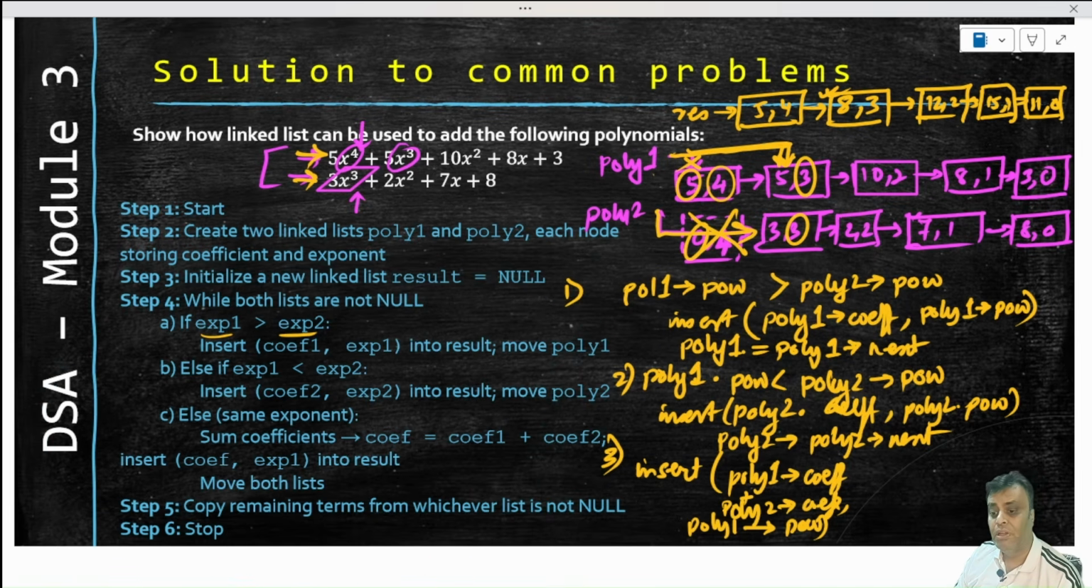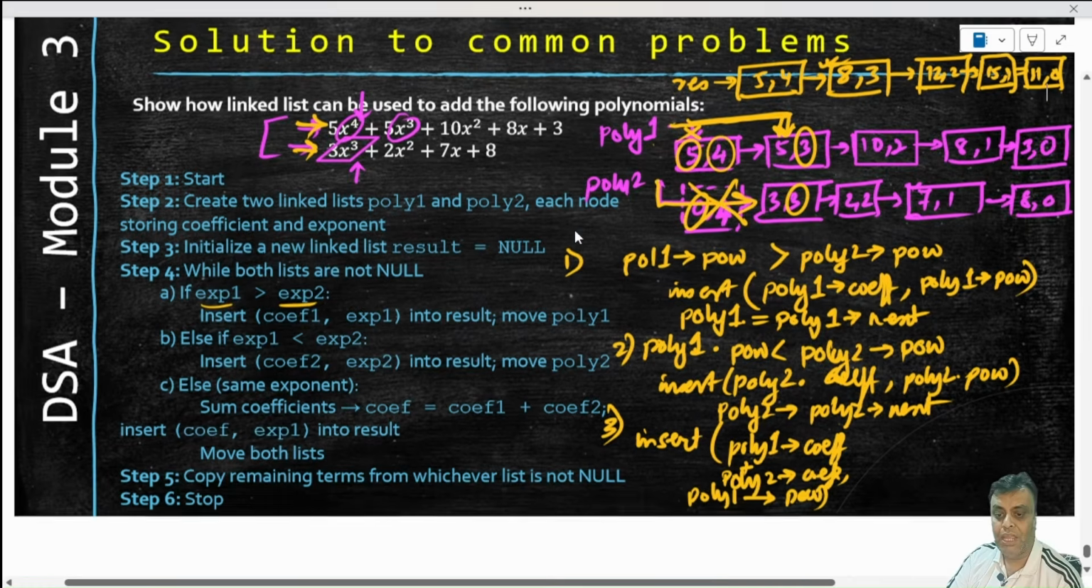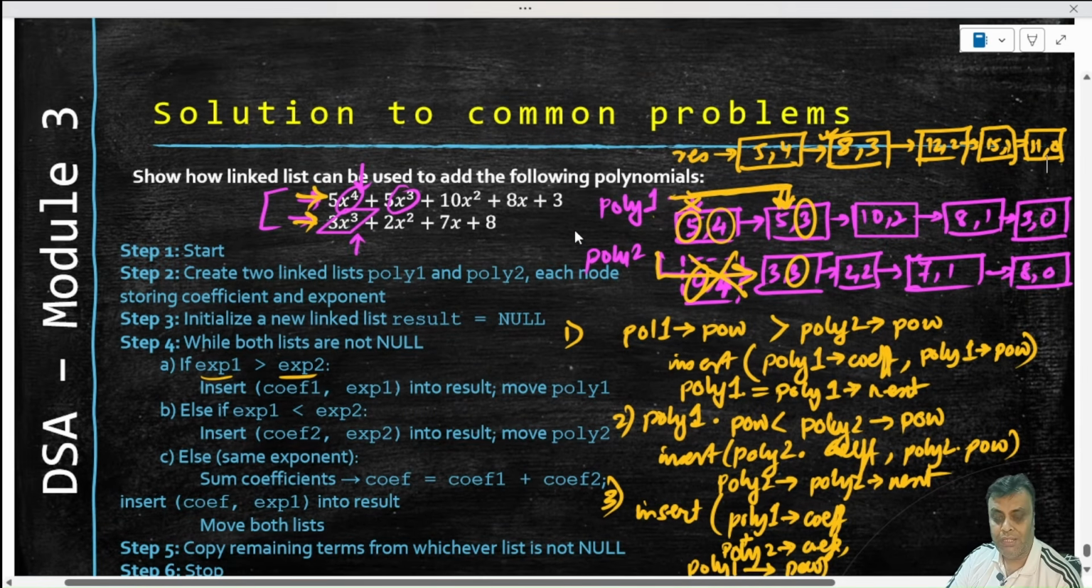So I hope this particular problem is understandable. This was a tricky problem, but I hope I could make you understand how to probably approach it in an easy manner. With that, I think we don't have any further questions. Yes. So with that, we come to the end of this particular lecture on linked list. Circular and double linked list is something we'll cover in the next class.